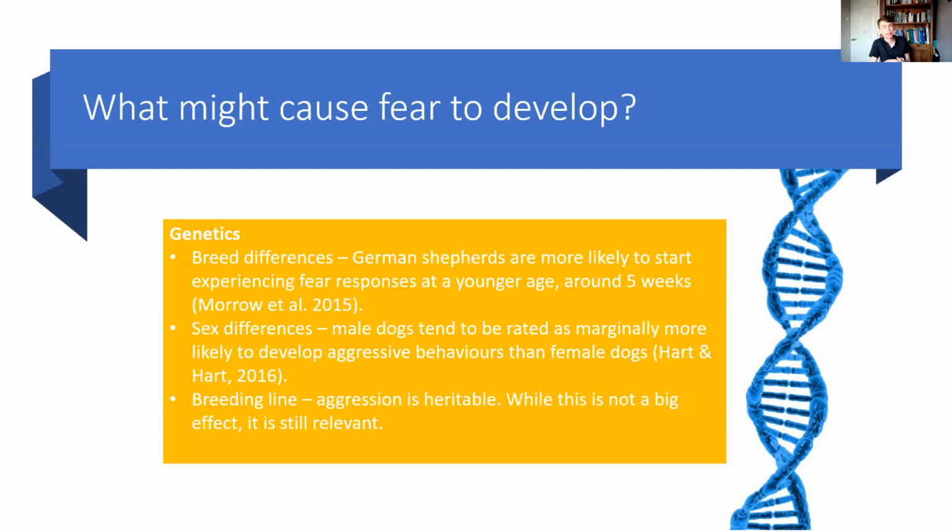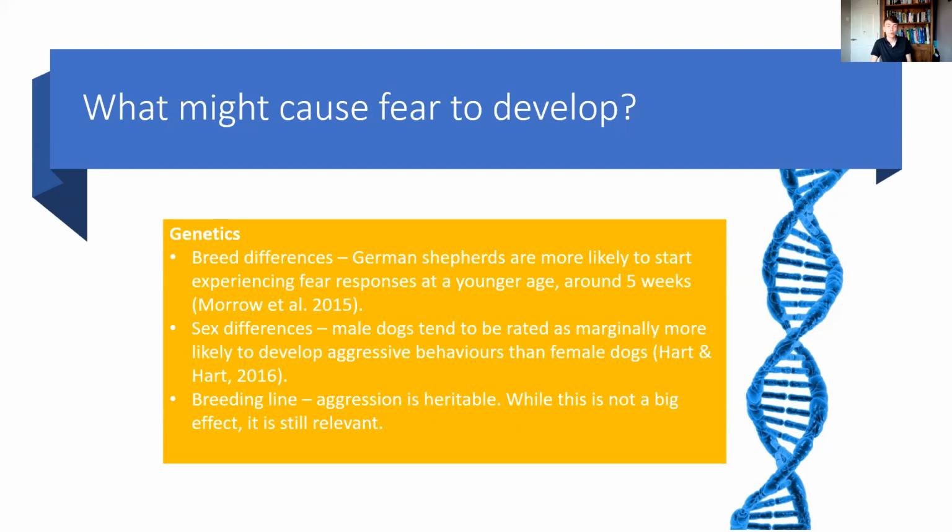Also, there are some sex differences between dog behaviour and their likelihood of developing aggressive behaviours. Males are marginally more likely to develop aggressive behaviours than female dogs. It's not a massive difference. Still, lots of female dogs can experience aggressive behaviour and can develop aggressive behaviour as well, but it's slightly more common in male dogs. And also, the actual breeding line can make a difference.